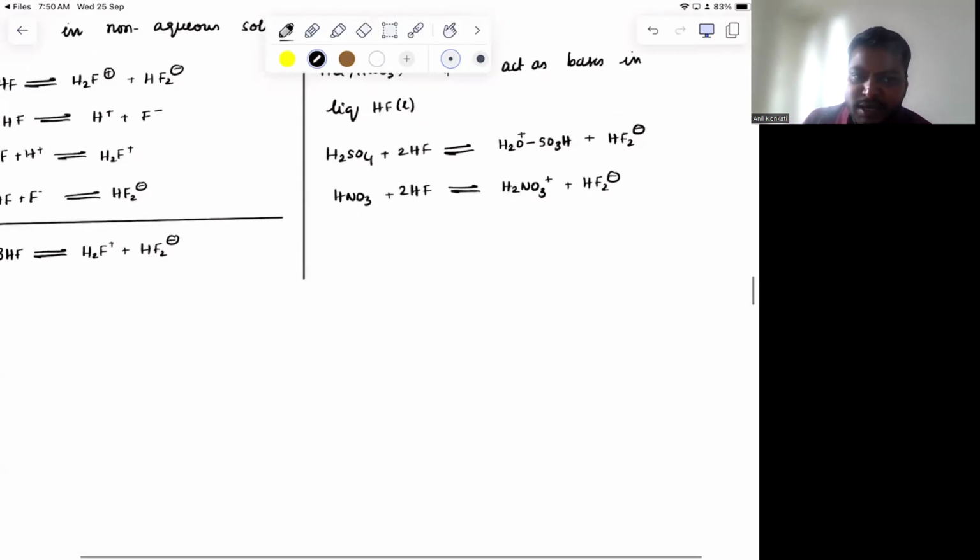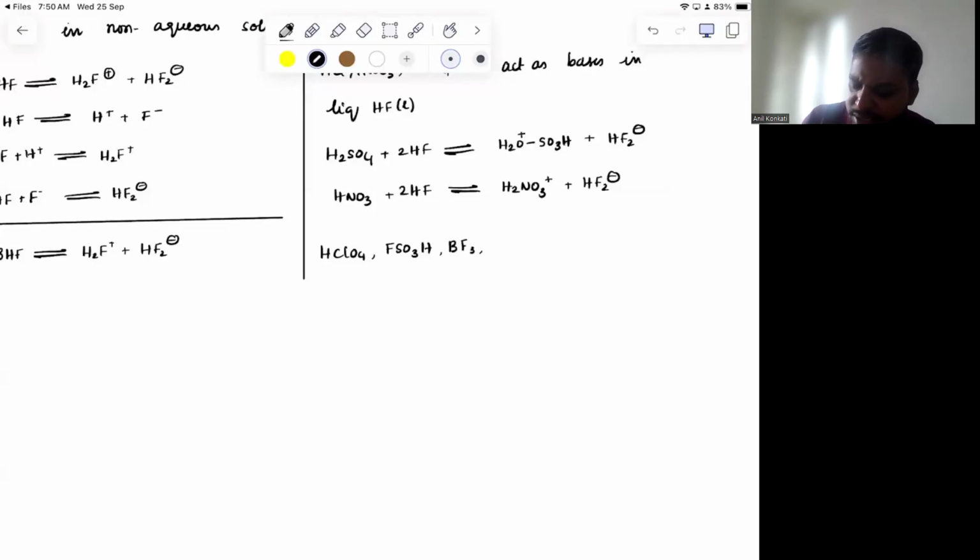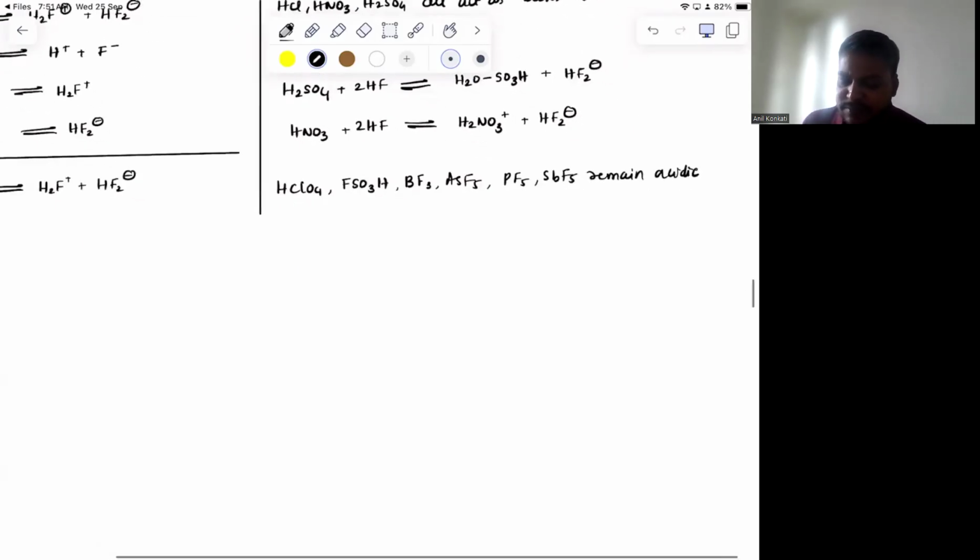While if you have HClO4, FSO3H, and BF3, AsF5, PF5, SbF5, they all remain acidic in this case.